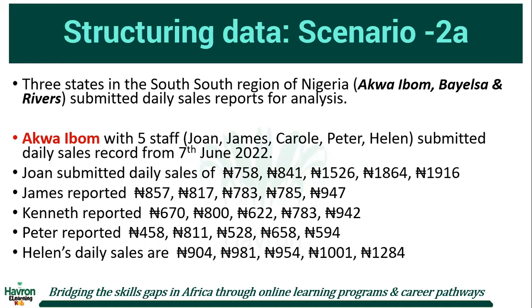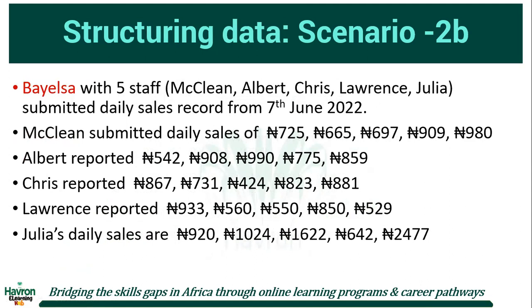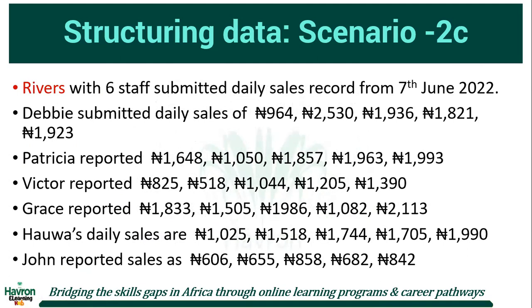So now Akwa Ibom has five staff with their names mentioned as indicated, and they have these sales: Joan, James, Kenneth, Peter, and Helen. These were what they reported. And then Bayelsa also had five staff: Marklin, Albert, Chris, Lawrence, and Julia. And then Rivers had six staff. And these were their sales: Debbie, Patricia, Victor, Grace, Hawa, and John.